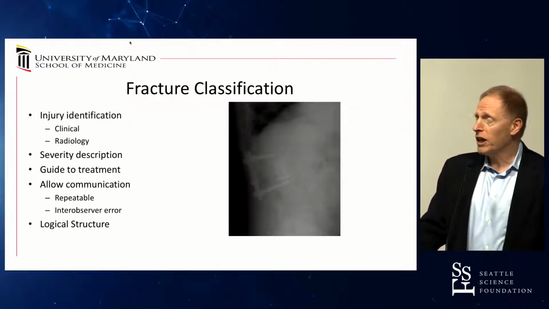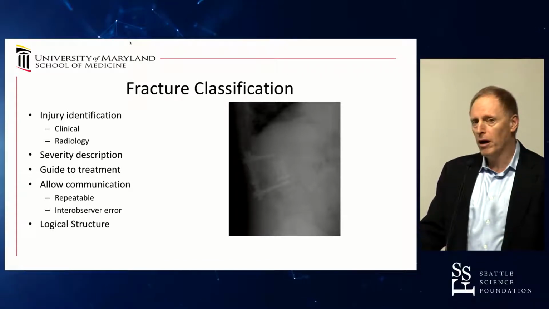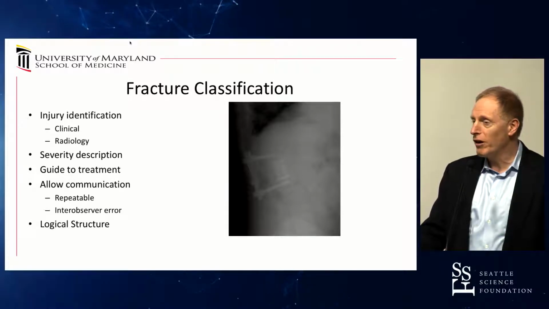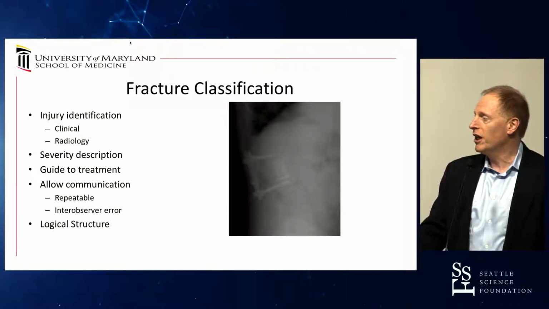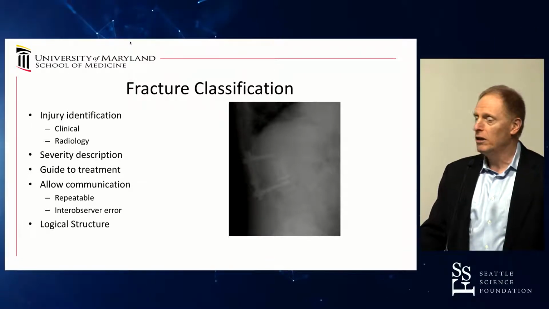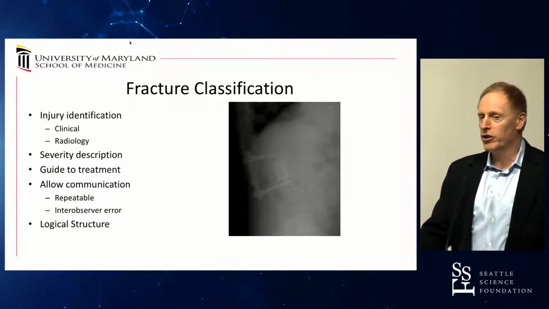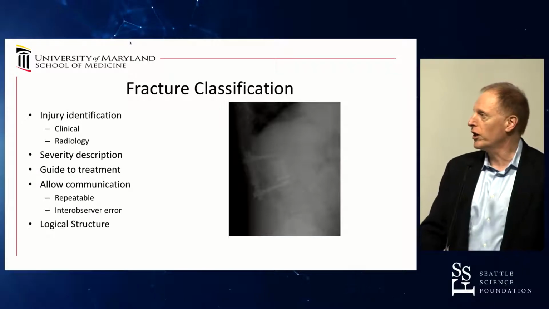So, a classification system ought to have both clinical and radiological components. It ought to help you get some sense of the severity of the injury. As I said, there should be some guide to treatment, and it needs to be reliable in the sense that when different actors use it, we get the same outcomes each time. And it should have a logical structure so that you can understand it, right?